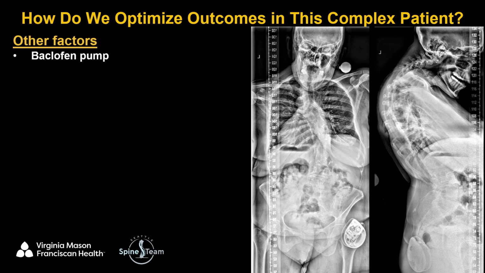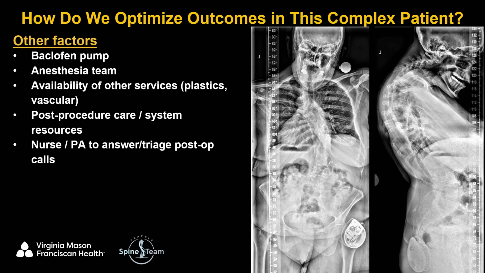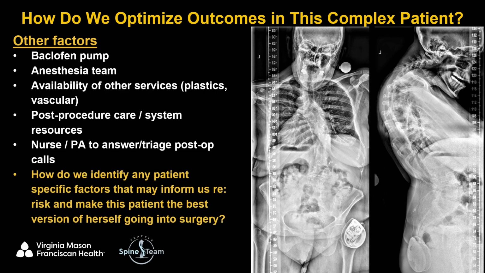But there's a lot of other factors that we have to optimize too to make sure to get this patient safely through her operation. And so we're going to have to deal with the baclofen pump. If that gets cut, is she going to have withdrawal? Is our anesthesia team even capable of handling this type of case in our hospital? What other services might we need to utilize, whether that's general surgery for anterior exposure, whether that's plastic surgery, given her 10 prior procedures? Is the post-procedure care and is the system actually resourced to take care of a complex patient like this? Do we have a team in place to actually answer the inevitable phone calls that we're going to get after this sort of an operation? And how do we best identify the patient-specific factors that might inform us with regards to this particular patient's risk?